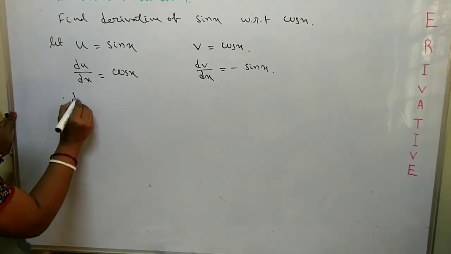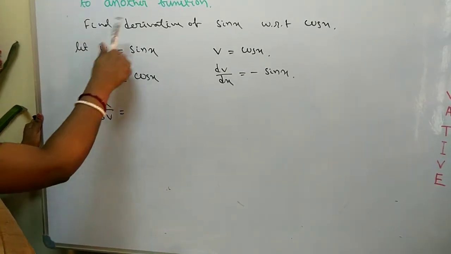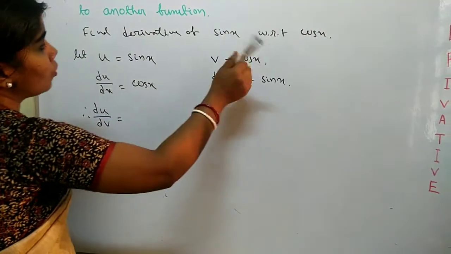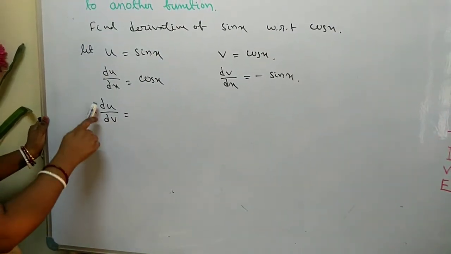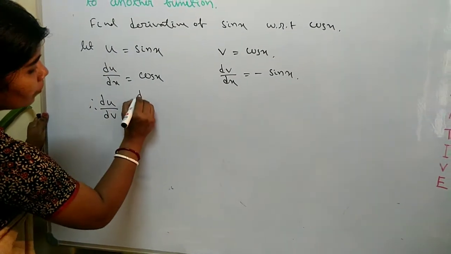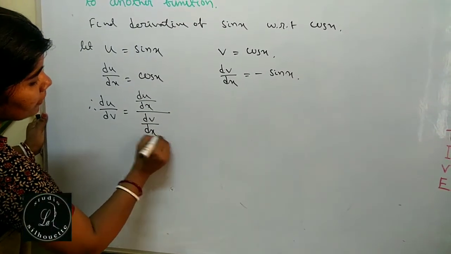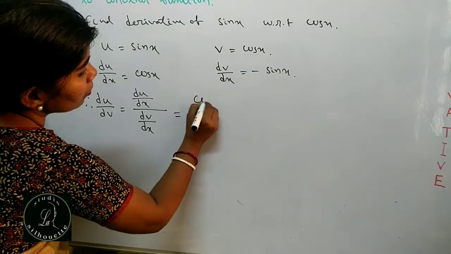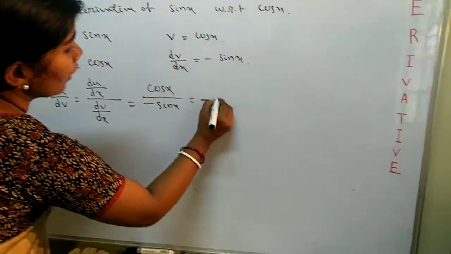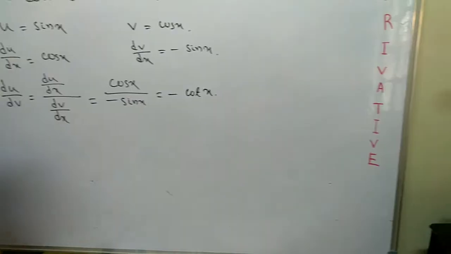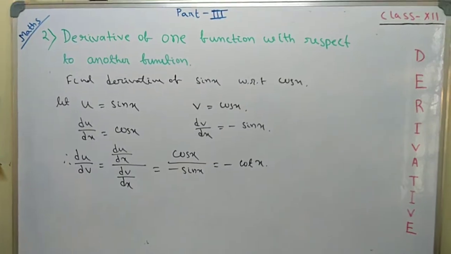Therefore, du/dv, because you have to find the derivative of sin x with respect to cos x, that is derivative of u with respect to v. Therefore, du/dv equal to (du/dx)/(dv/dx) equal to cos x/(minus sin x) equal to minus cot x.